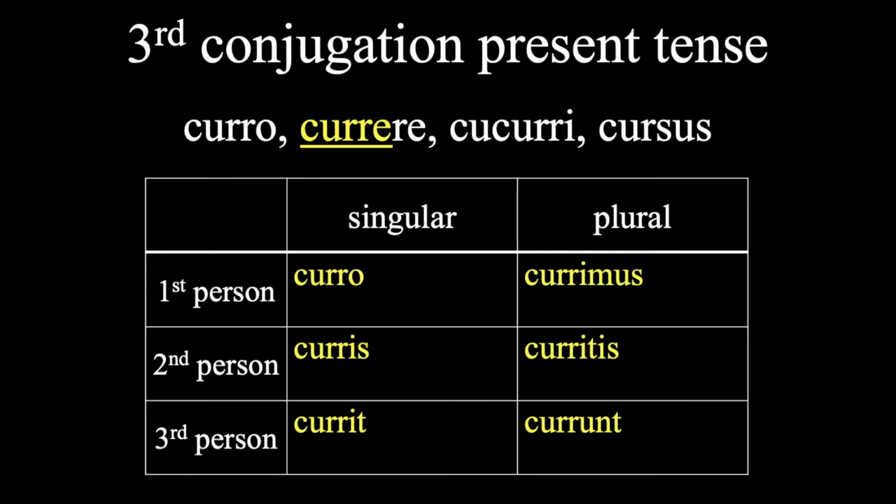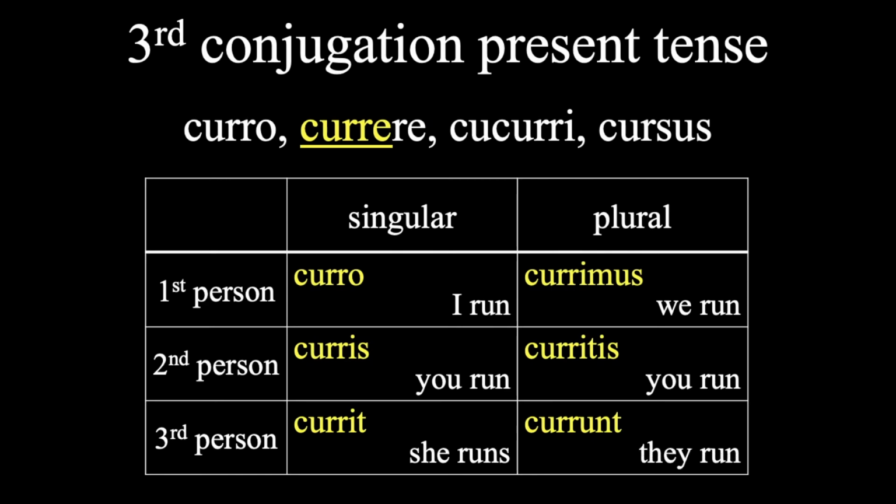The English translations of these will be no different than what we've seen before. Curo is I run. I am running would be acceptable as well. Curis is you run. Curit is he or she runs. Curimus is we run. Curitis is you run, or y'all run if you prefer. And curunt is they run.